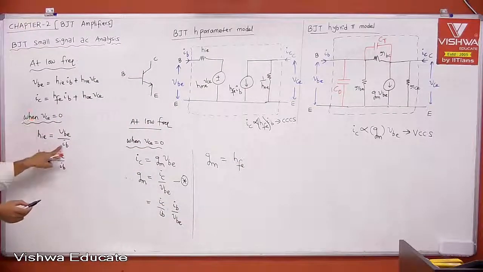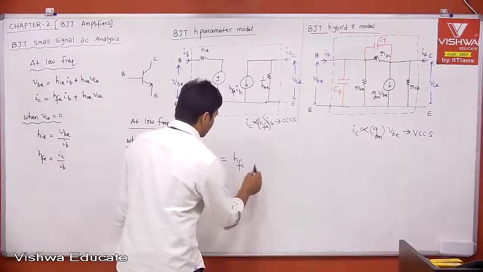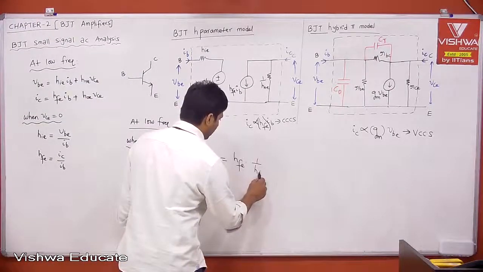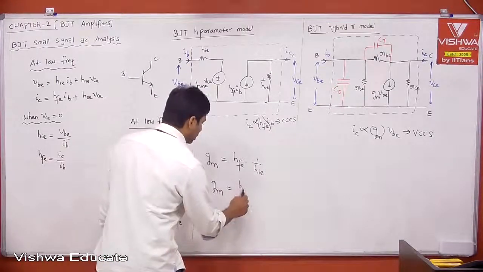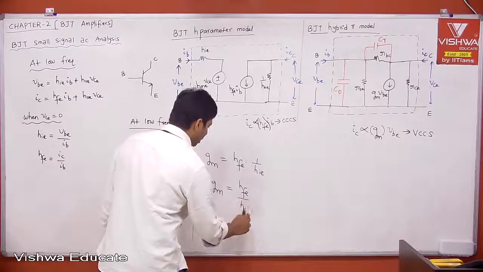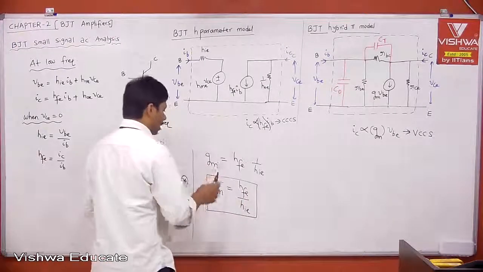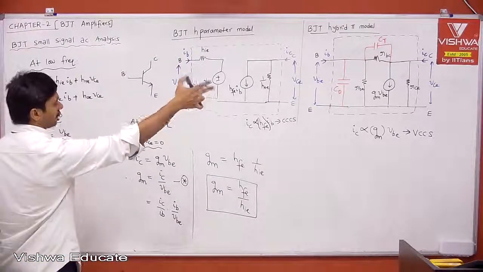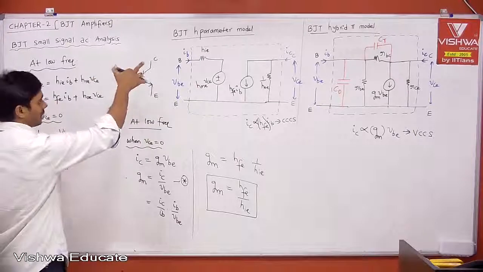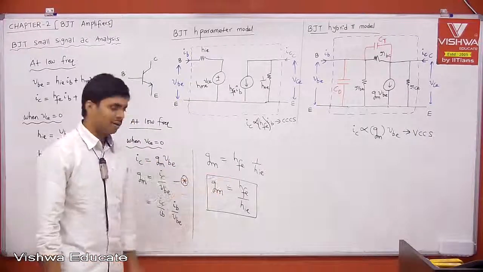When VCE is equal to 0, what is IB by VBE? 1 by hie, right? Therefore, this is nothing but 1 by hie, which is nothing but gm is equal to hFE divided by hie. This is your gm, and this is the relation between the hybrid pi model transconductance and the h parameter model h parameters. Therefore, gm is equal to hFE divided by hie.